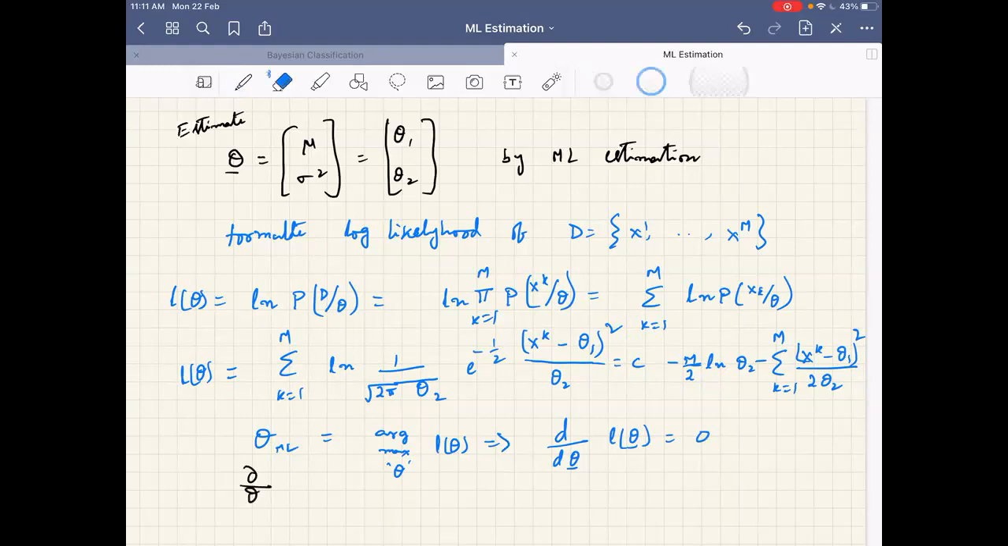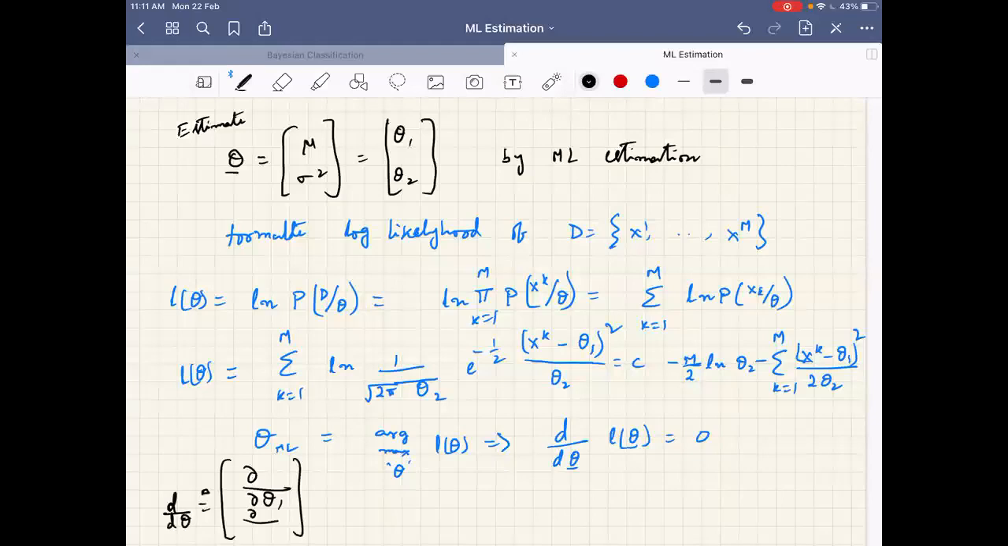What is the definition for d by d theta? Dou by dou theta 1 of L of theta, plus dou by dou theta 2 of L of theta. Sorry, individual ones, each one of the features separately differentiated, as defined in our previous discussions.